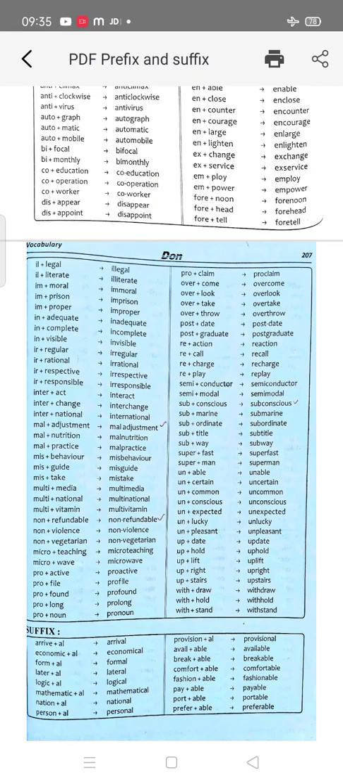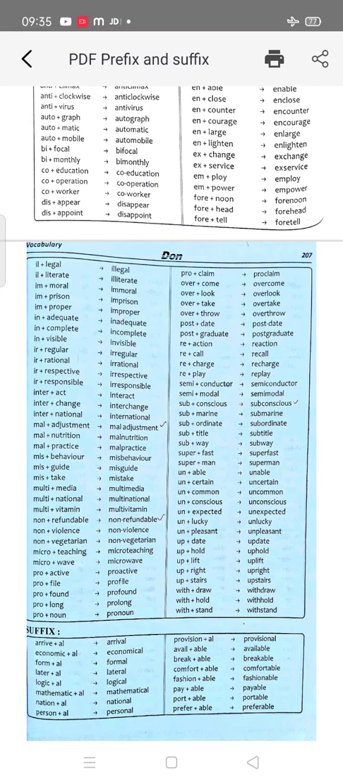Practice, malpractice. Malpractice means copying illegally. Whatever you do illegally, that will become a malpractice. Then behavior, misbehavior. Behavior's opposite is misbehavior.